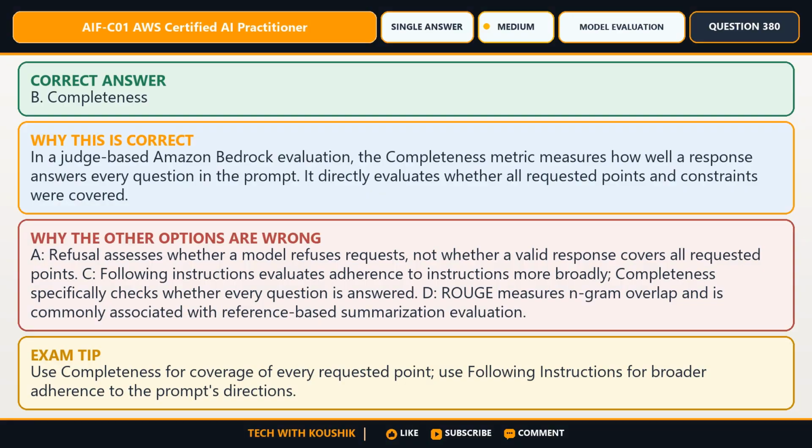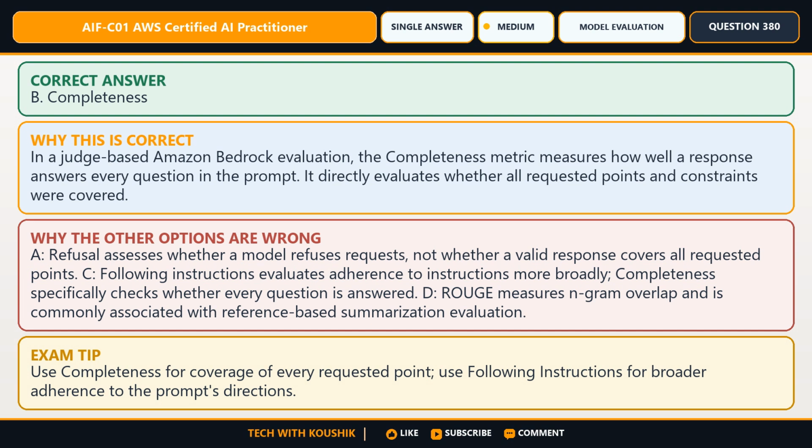The required response is B, completeness. The key clue points here because in a judge-based Amazon Bedrock evaluation, the completeness metric measures how well a response answers every question in the prompt. It directly evaluates whether all requested points and constraints were covered.